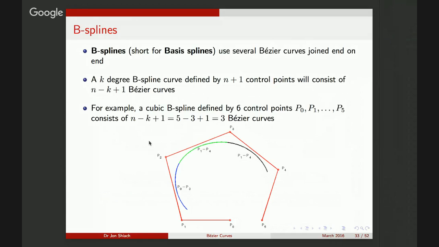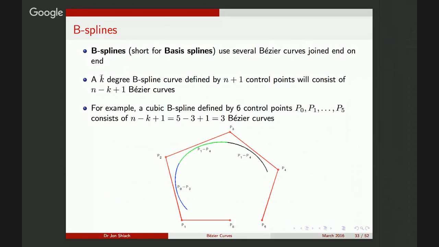So this is when we come to B-splines, which is short for basis splines. And essentially, these are several Bezier curves joined end on end. Okay, so rather than having a single high degree Bezier curve, you have lots of low degree Bezier curves just joined onto each other.